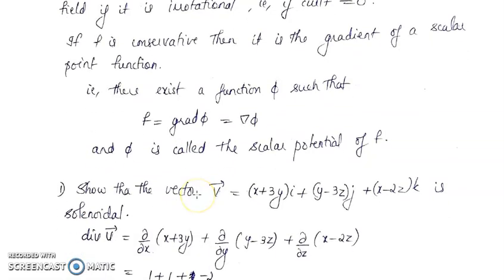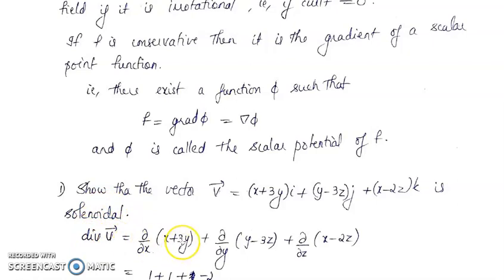So the first question is, show that the vector v equal to (x plus 3y)i plus (y minus 3z)j plus (x minus 2z)k is solenoidal. So for solenoidal, you have to show that divergence of v is 0.